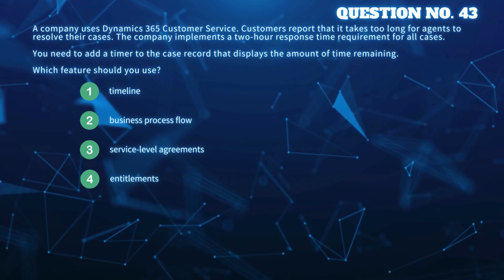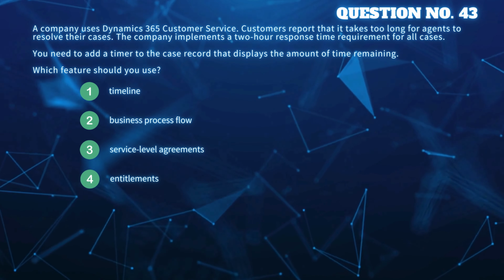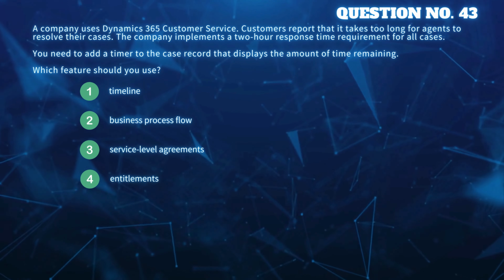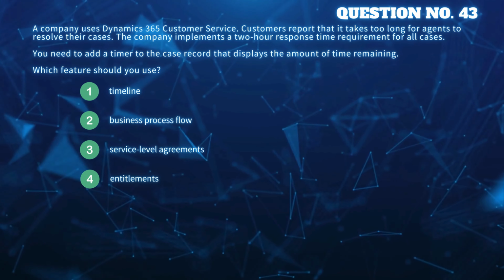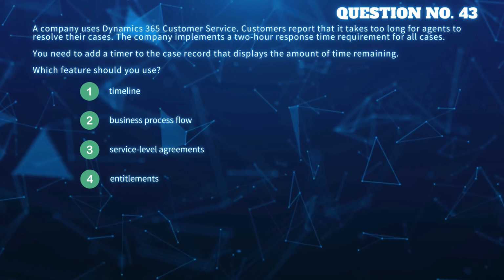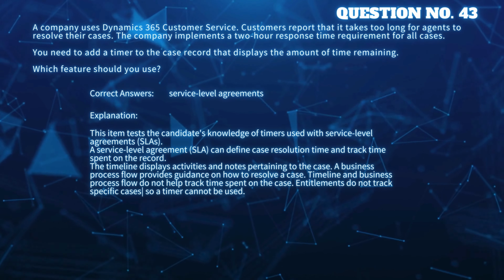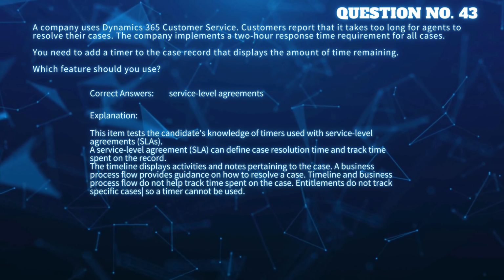Option 1, Timeline. Option 2, Business Process Flow. Option 3, Service Level Agreements. Option 4, Entitlements. Correct answers: Service Level Agreements.